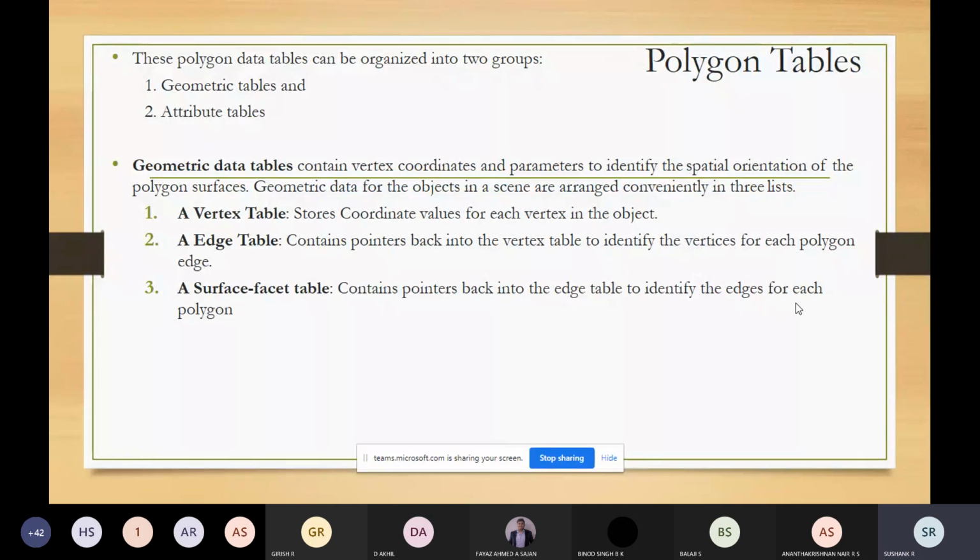Also, this geometric table contains vertex coordinates and parameters for getting the spatial orientation of the polygon surfaces. And the attribute information for these objects can include the transparency of the object, the reflexivity of the object, and the texture characteristics. These are the attributes, the data that will be there in the attribute table.